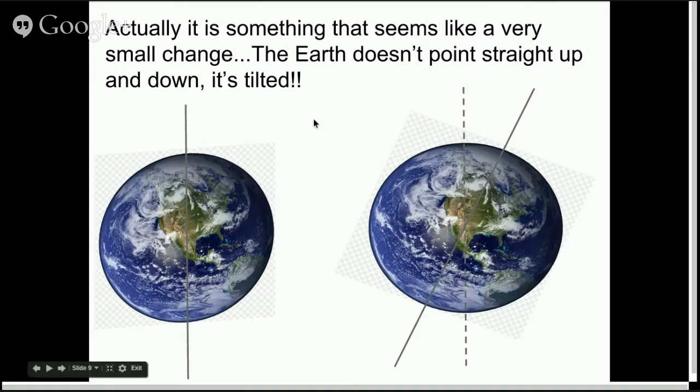Well, it actually has to do with the tilt of the Earth. The Earth does not actually point straight up and down. Its axis is tilted. So there's straight up and down, and it's actually pointing a little bit this way. It's pointing towards a star called Polaris. We call it the North Star, because it's always in our north.